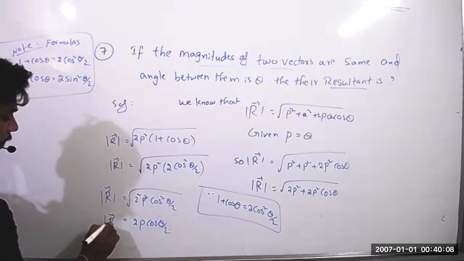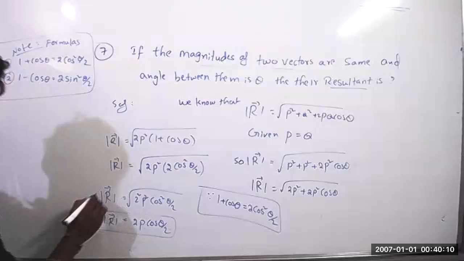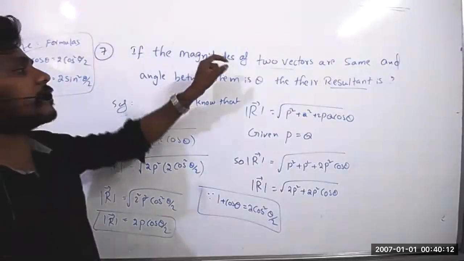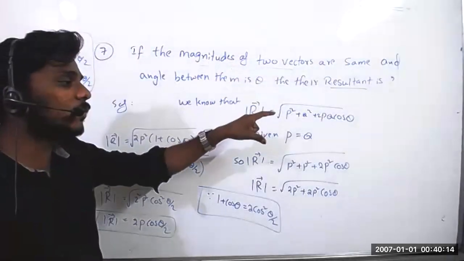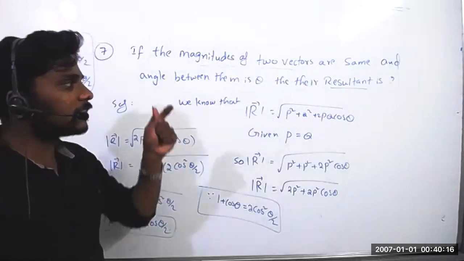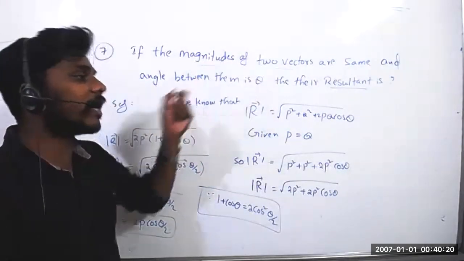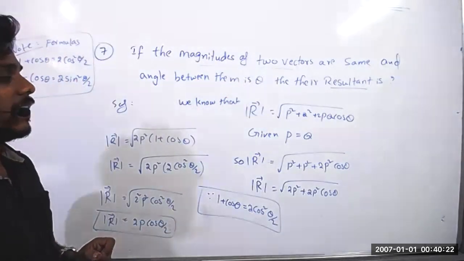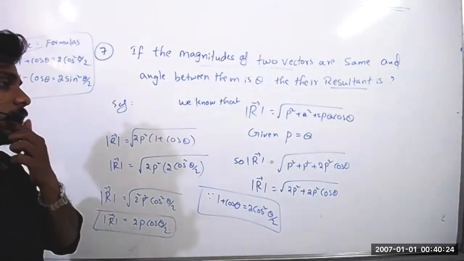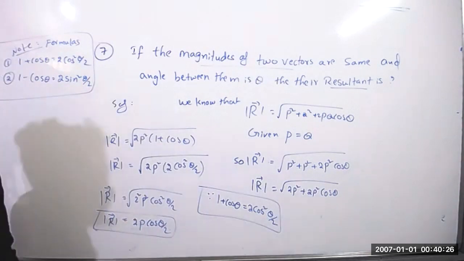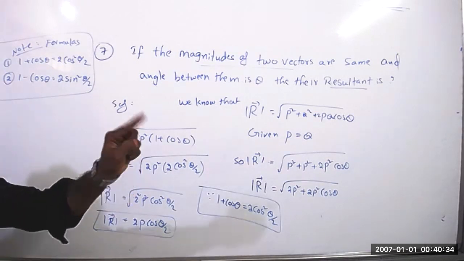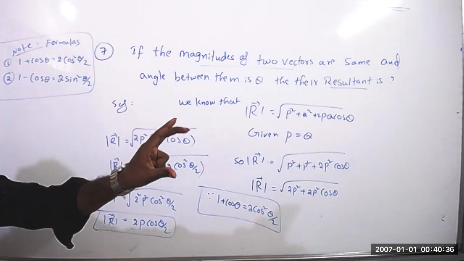This is the magnitude of the resultant when the two vectors have the same magnitude and the angle between them is theta. Clear? No doubt, right? It is one of the resultant problems, so I am giving it point-wise: when the two vectors are the same in magnitude, and the angle between them is theta.